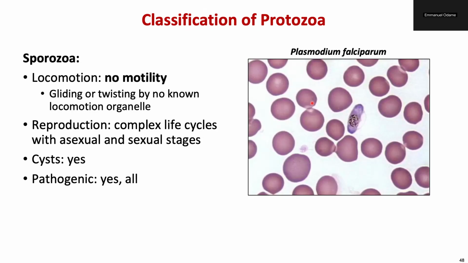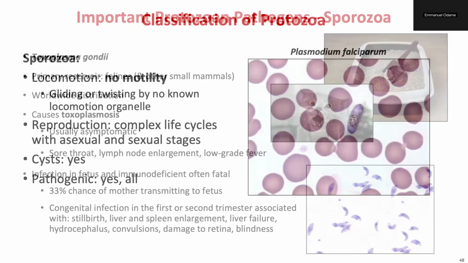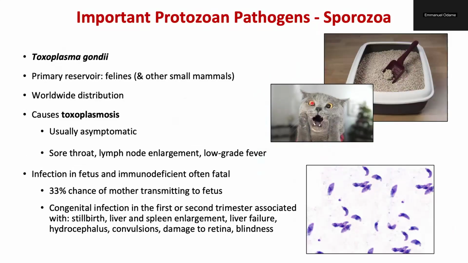Basically, it does this by gliding or twisting by no known locomotion organelle. So it just twists or glides itself around. It has complex life cycles, which can include asexual and sexual stages. And the life cycle also includes a cyst stage, and all of them are pathogenic. And to appreciate some of them, we have the Toxoplasma gondii.